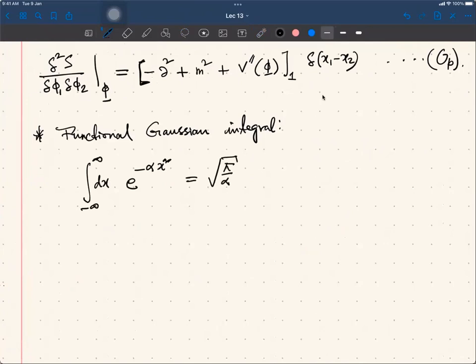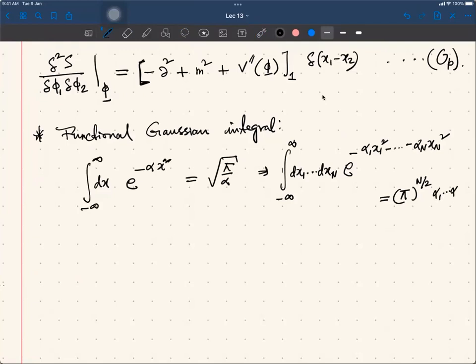Now if I had a multivariable integral of this sort, from minus infinity to plus infinity, e to the power minus alpha 1 x1 squared and so on up to alpha n xn squared, then I will have pi to the power n by 2 times the product of alpha 1 to alpha n to the power minus half. It's 1 over root alpha 1 times 1 over root alpha 2 and so on.